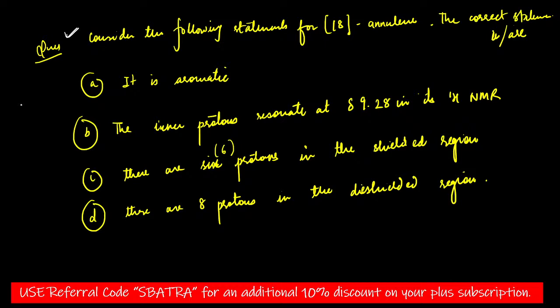So let's go with the statements now. Consider the following statements for the 18 annulene system. So 18 annulene is like this, okay. We have discussed one part on 18 annulene in yesterday's session also. So this is your 18 annulene system.